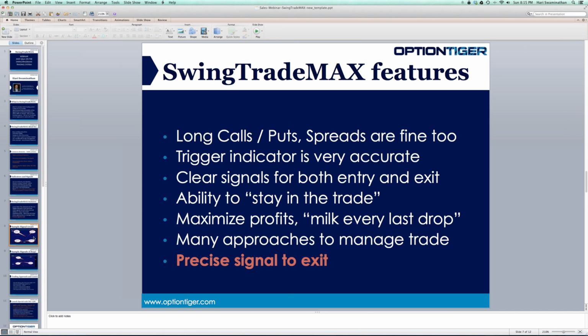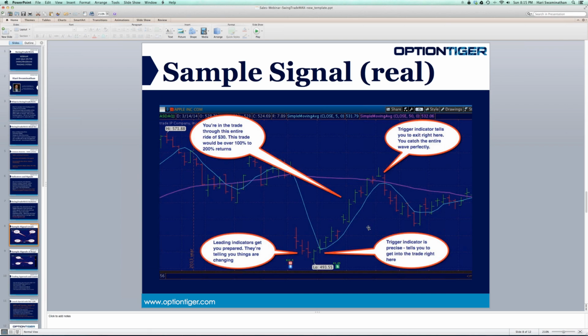So what I'm going to do now is show you a sample signal. These are real signals that happened, and once you get into the courseware, you can look at these and see how these signals work. So this is a chart of Apple. It's a 1 month daily chart, and here you have different kinds of indicators. Your leading indicators are already getting you prepared right at this stage. They're telling you that you should get ready for the trade because Apple is going to turn around. And then the trigger indicator is very precise. On this bar, you get the signal to enter, and you're in this trade all the way, climbing all the way, and this is a $30 move by Apple, and so you're up all over here.